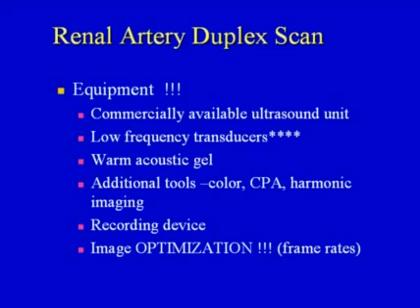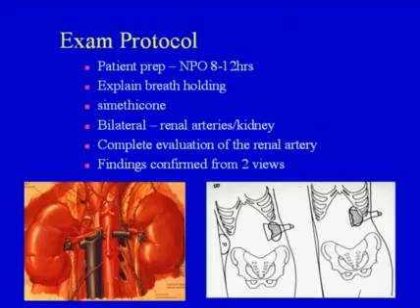It includes color Doppler, color power angio, harmonic imaging. You will need to optimize the image in order to be able to identify these small renal arteries. Recording device, and it's always critical to optimize your image so that you maintain frame rates.